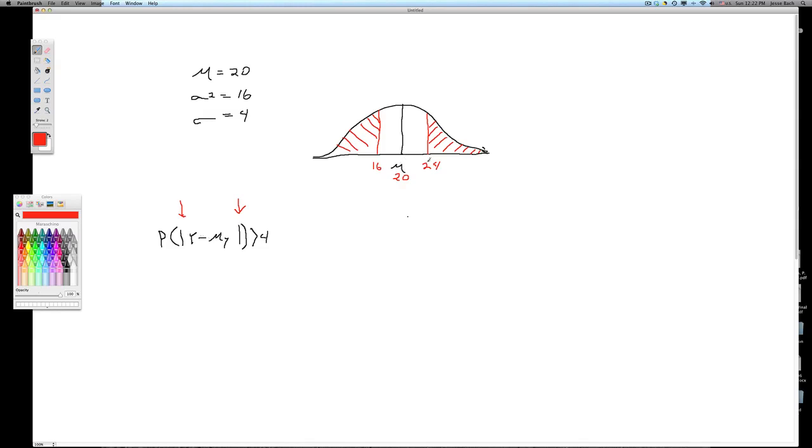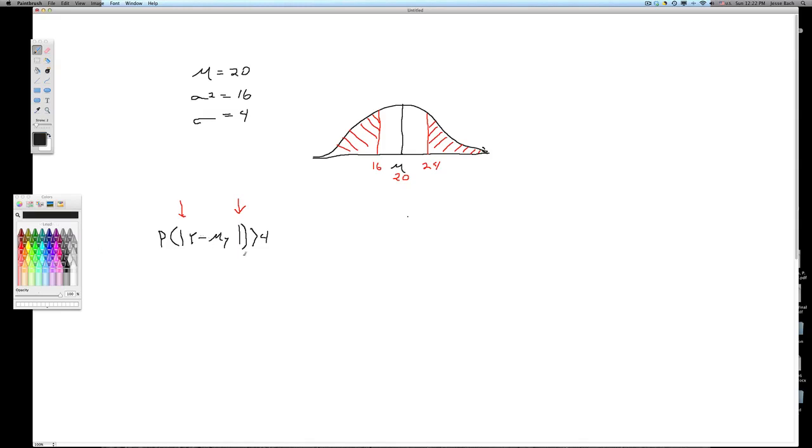So your mean is right here. 4 away, greater. 4 away, greater with the absolute value. So that's what this problem is asking. So we've got to figure out the z-values to give you this area and this area.